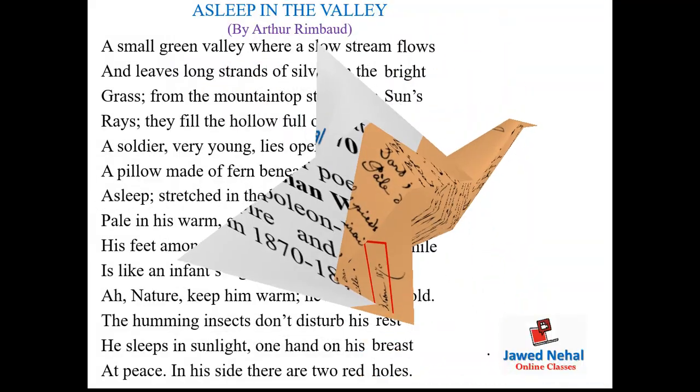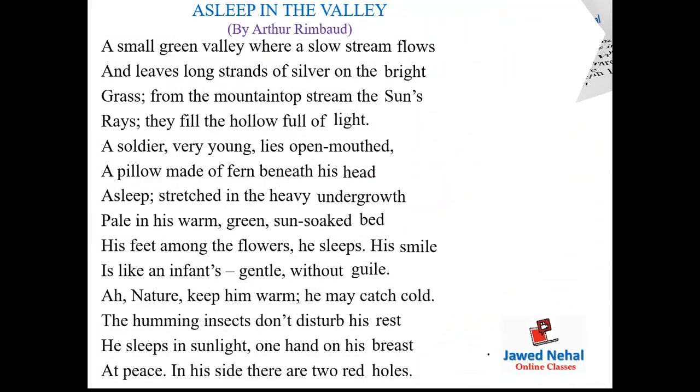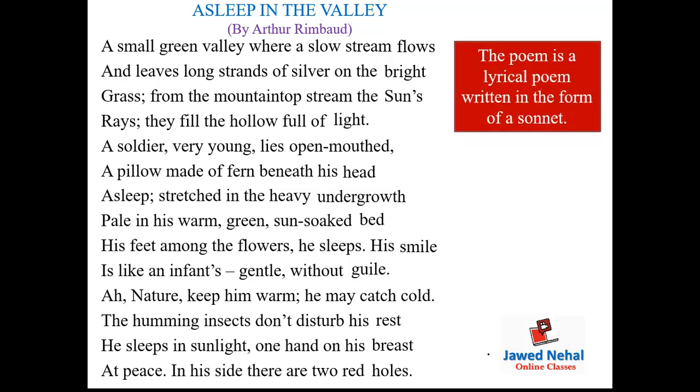Let's move to the poem. Asleep in the Valley is a lyrical poem written in the form of a sonnet. A sonnet, as we know, consists of 14 lines with a particular rhyme scheme. So let's check the rhyme scheme of this poem.